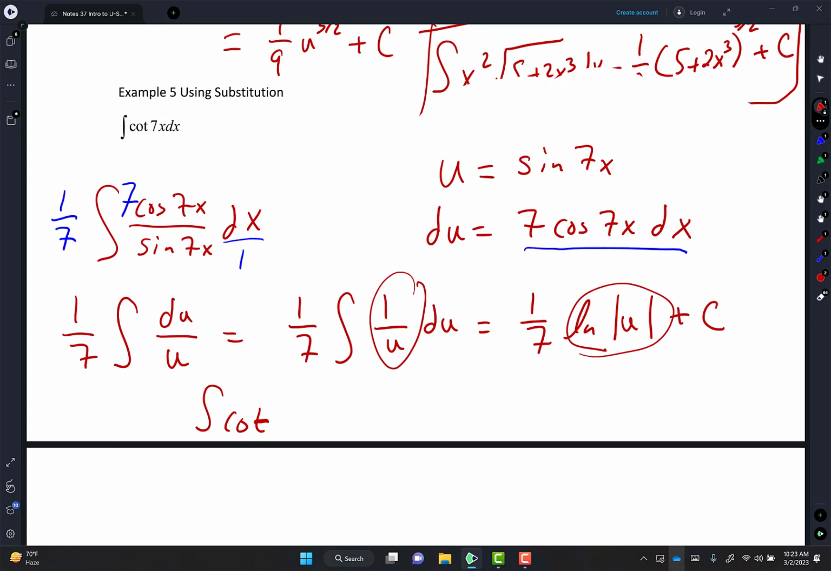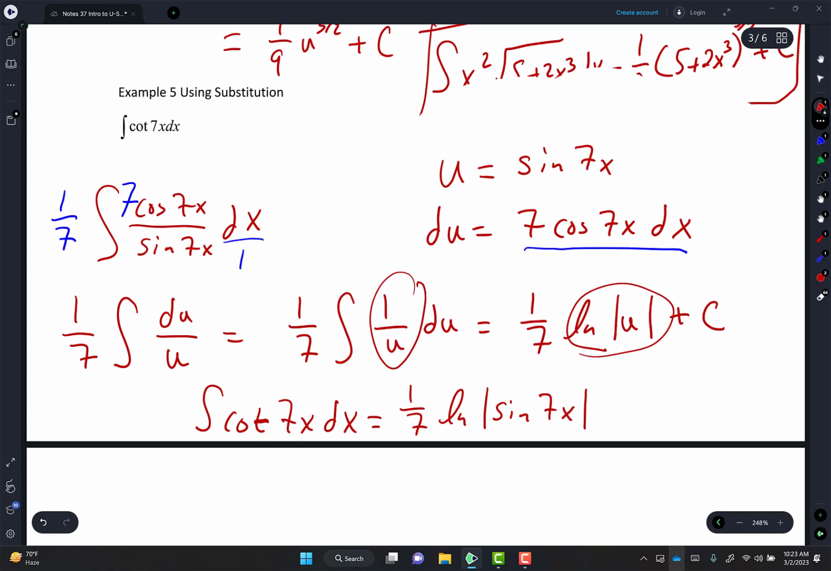Okay. Antiderivative of cotangent 7x dx is equal to 1/7 ln, absolute value. And instead of writing the u, I'm going to write what? Sine, not just x, but 7x. Sine 7x, close it, plus c.